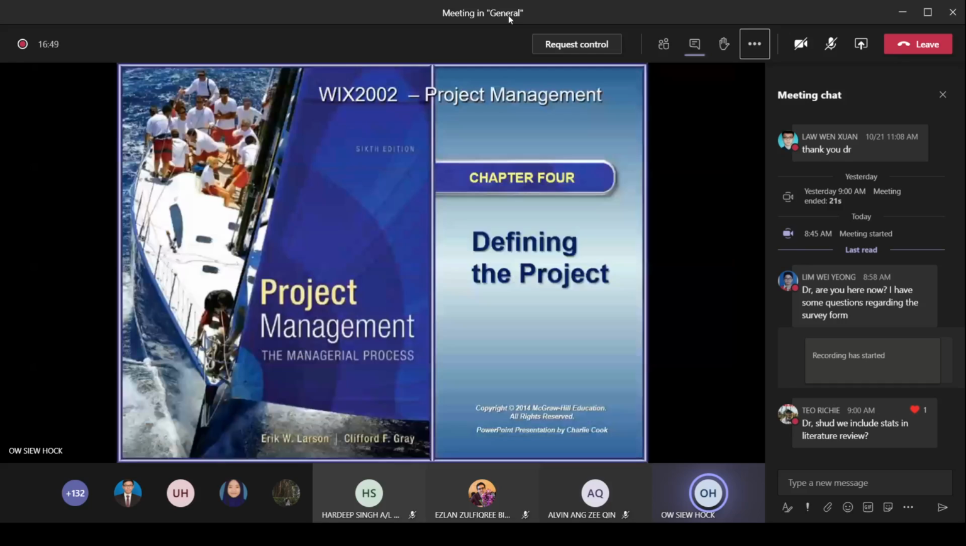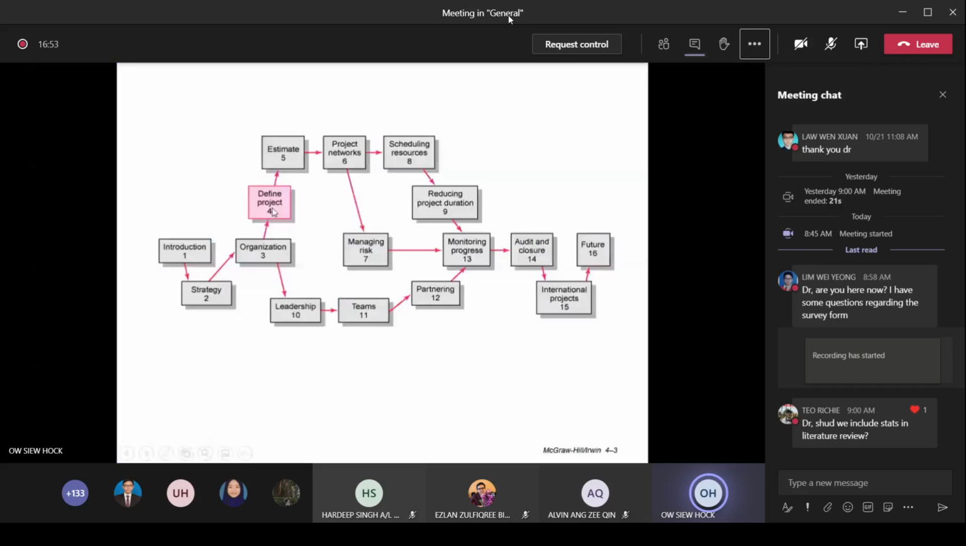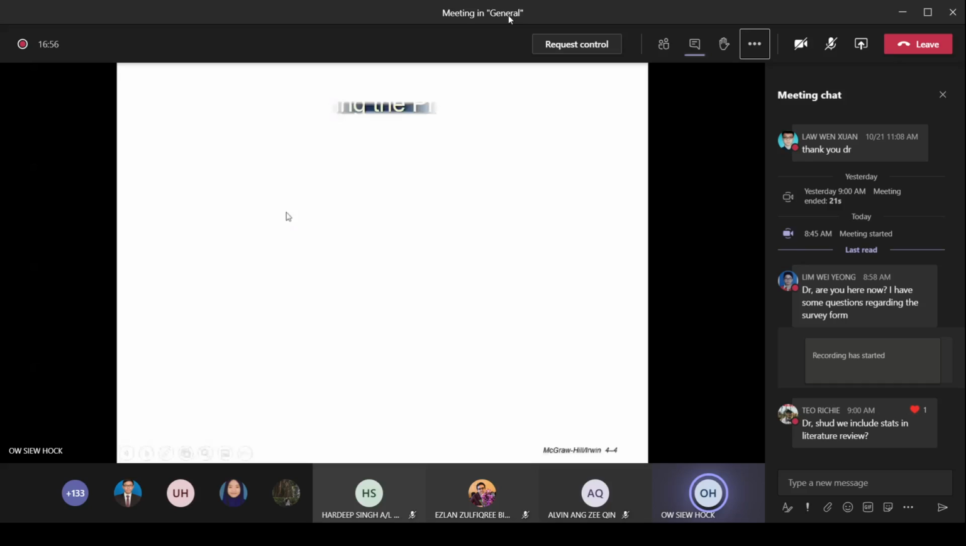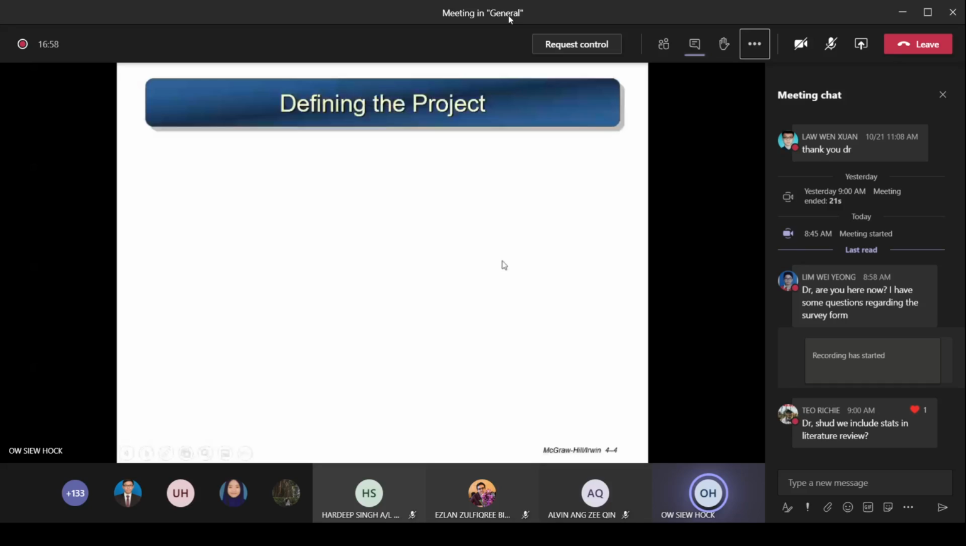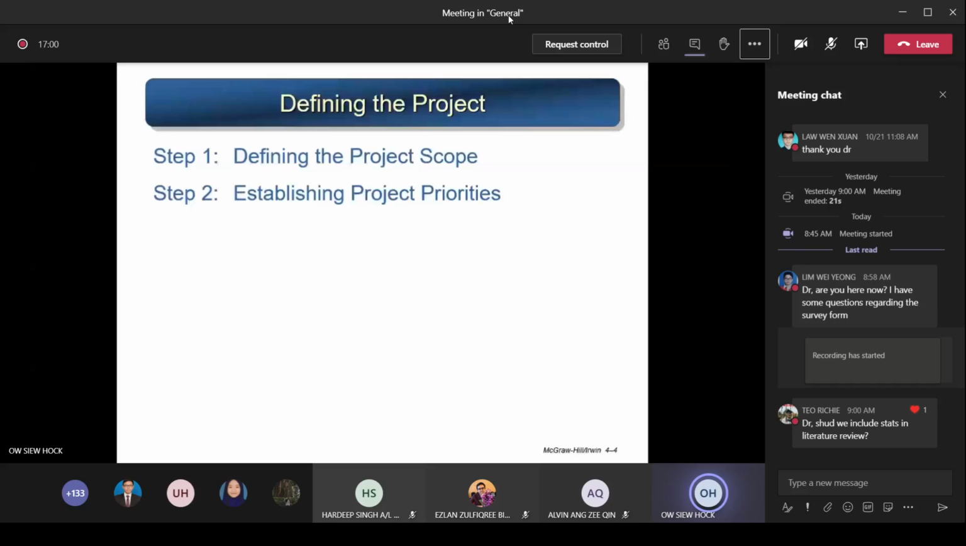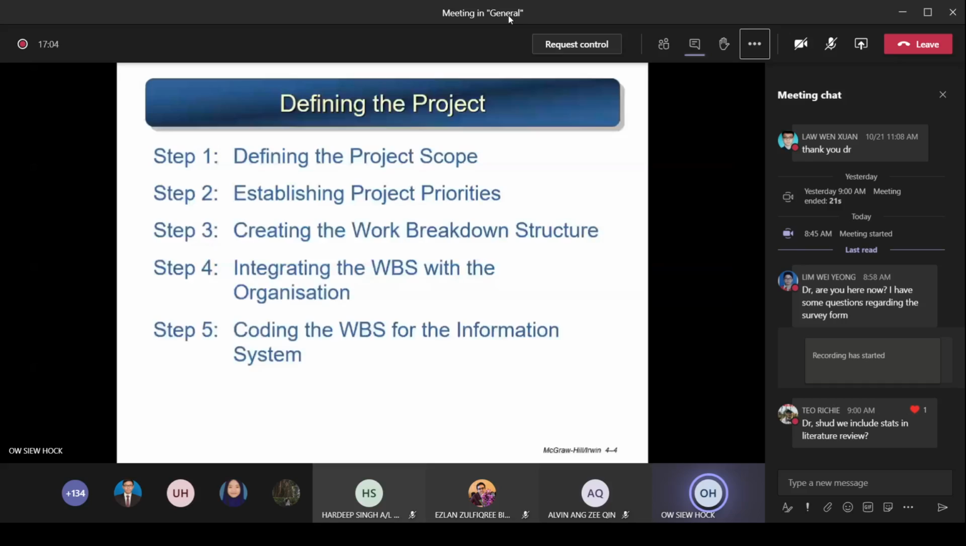So let's start with defining the project. Now, this is where we are now. Okay, here, this is number 4, define project. Now, defining the project consists of 5 steps. The first step, defining the project scope, followed by establishing project priorities. Next, creating the work breakdown structure, that is the WBS. And step number 4, integrating the WBS with the organization. And step 5, coding the WBS for the information system.